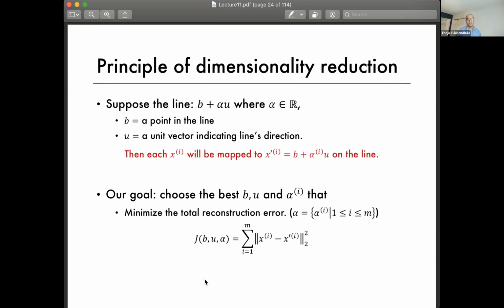Okay, so let's start with this line perspective in the two-dimensional setting, and then maybe generalize it to the full principal component analysis procedure. So any questions so far?